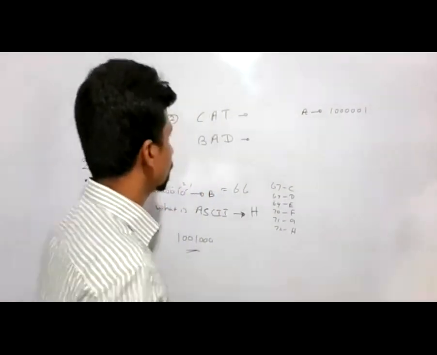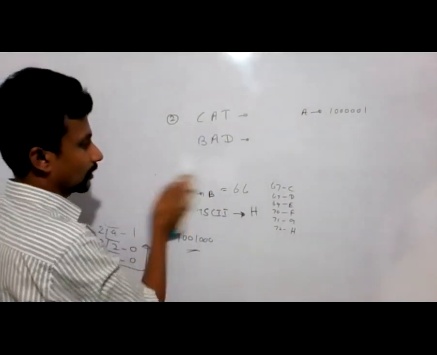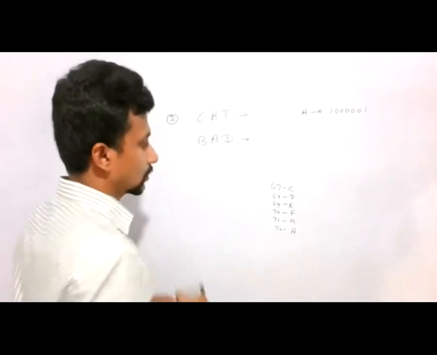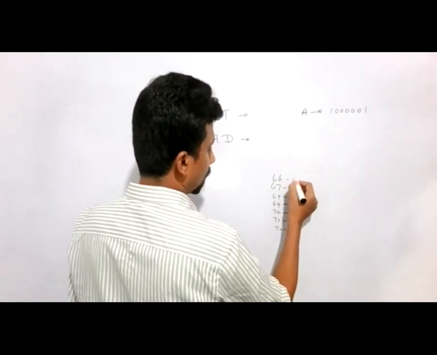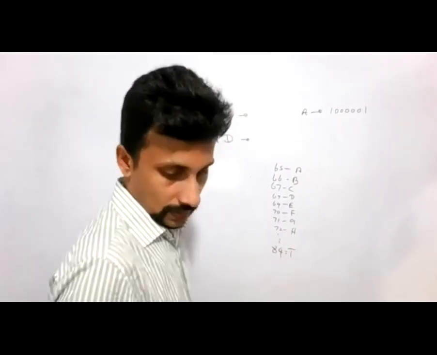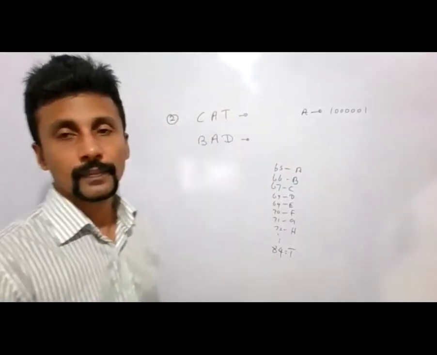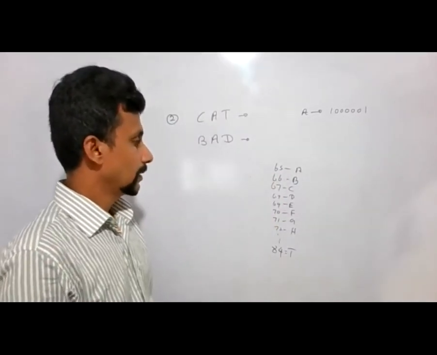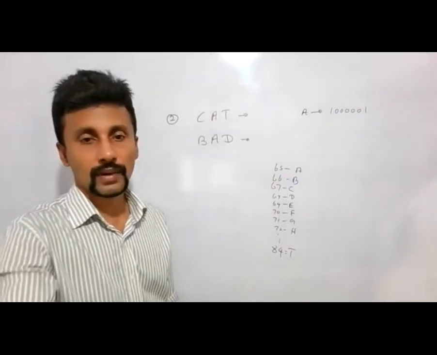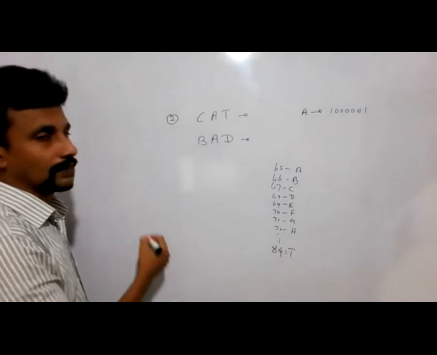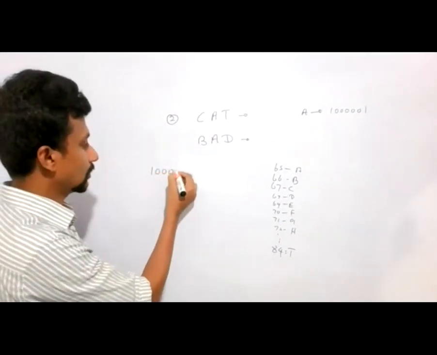I will take cat. What do we have to do? Now we have to find, C is what? 67. So 66 will be B and 65 will be A. Like that you can find out T also. T is coming 84. Then divide by 2 for each letter. If you write it properly, in a correct manner, C is 67, you can write 1000.